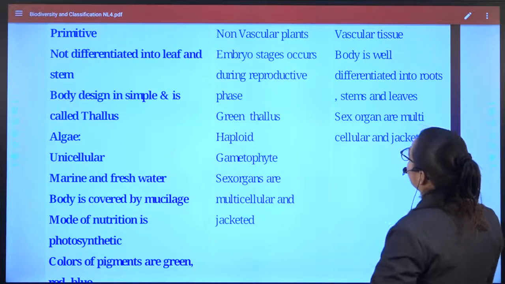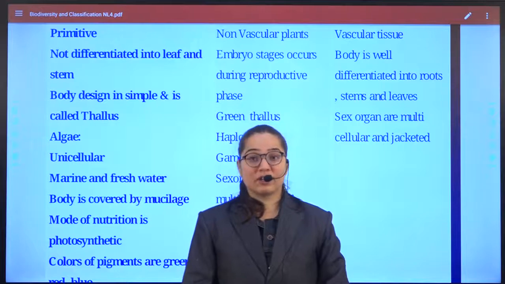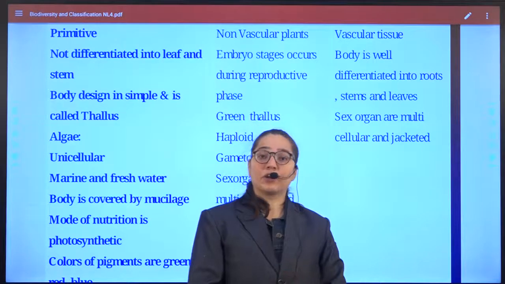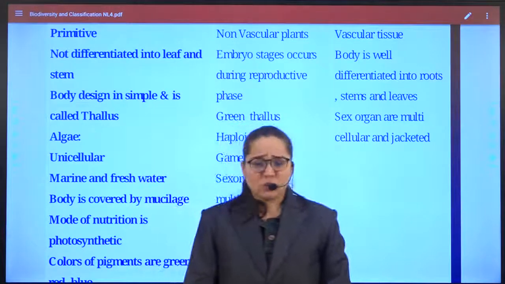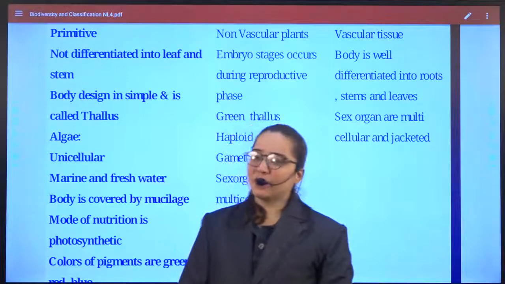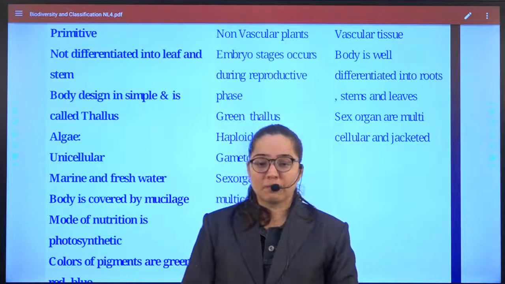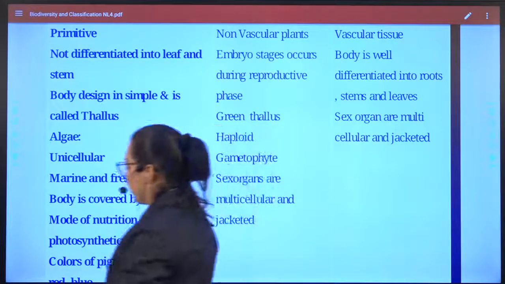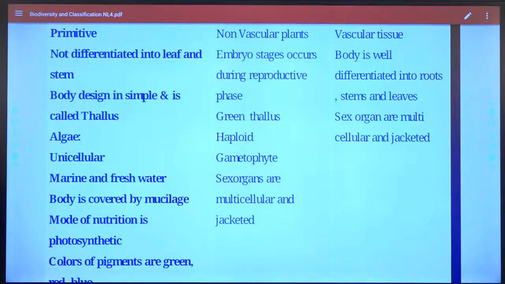Then comes the next part, which is pteridophytes. They are the only ones under the category of cryptogams which have vascular tissue. The body is well differentiated into root, stem and leaves, and the sex organs are multicellular and jacketed. This is about the entire three parts. Please read it. I'm not asking you to write it, just read it because it's very, very important. After that, we'll start with the next part.